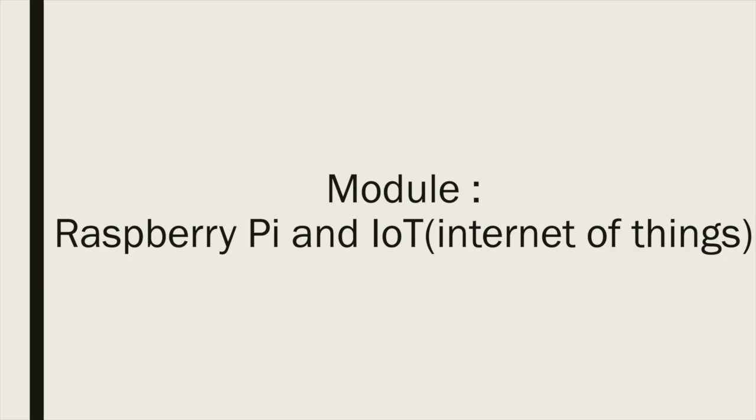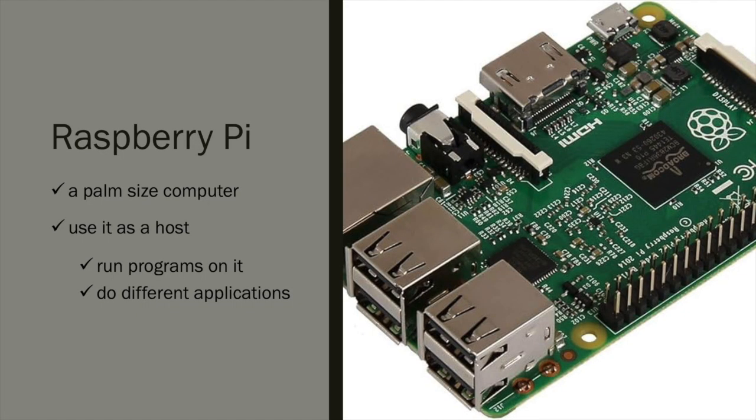The module I took was named Raspberry Pi and Internet of Things. We used the Raspberry Pi model, which is something like a palm-sized computer, to make different applications. For instance, we can connect the Raspberry Pi to a monitor and use it as a host. With Raspberry Pi as a host, we can run programs on it and make use of the hardware components connected to do different applications. I will cover these later in this video.